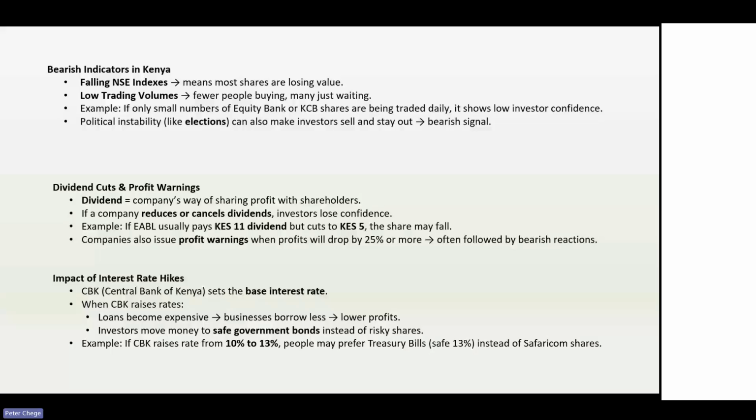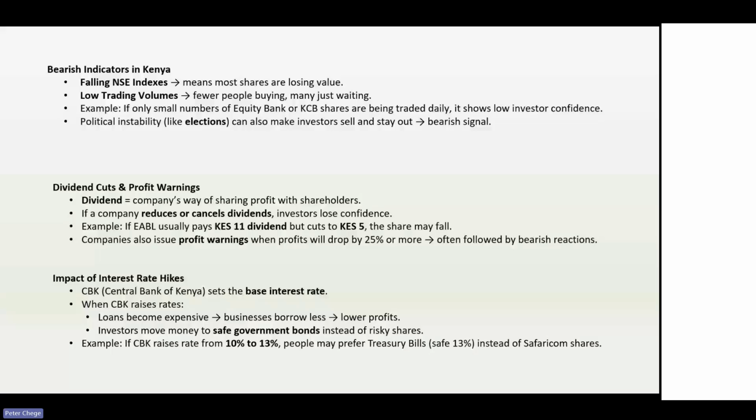So a good example, let's say ABR maybe was giving a dividend of 11, then they cut down to 5. Then you expect the price to fall. But you might see a different scenario now with one share rule, because all of us want to buy. We might see a bit of a difference with the way we have experienced the previous markets.